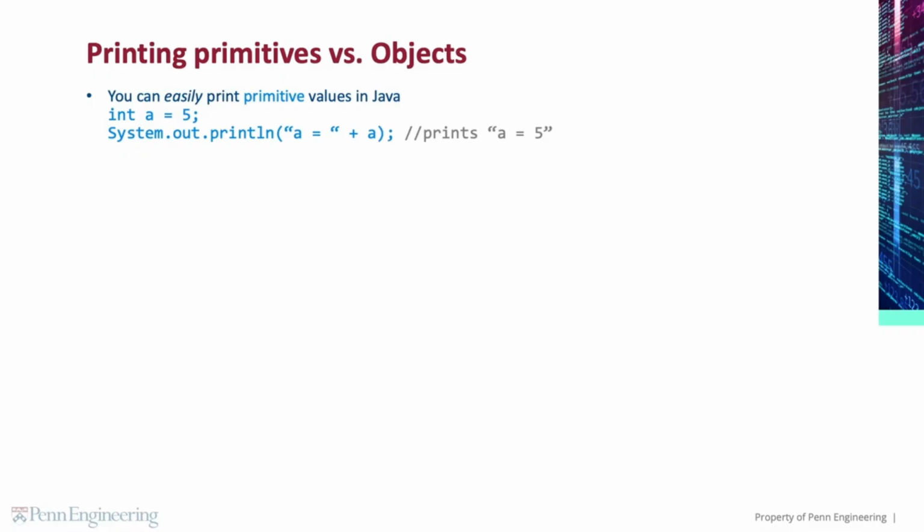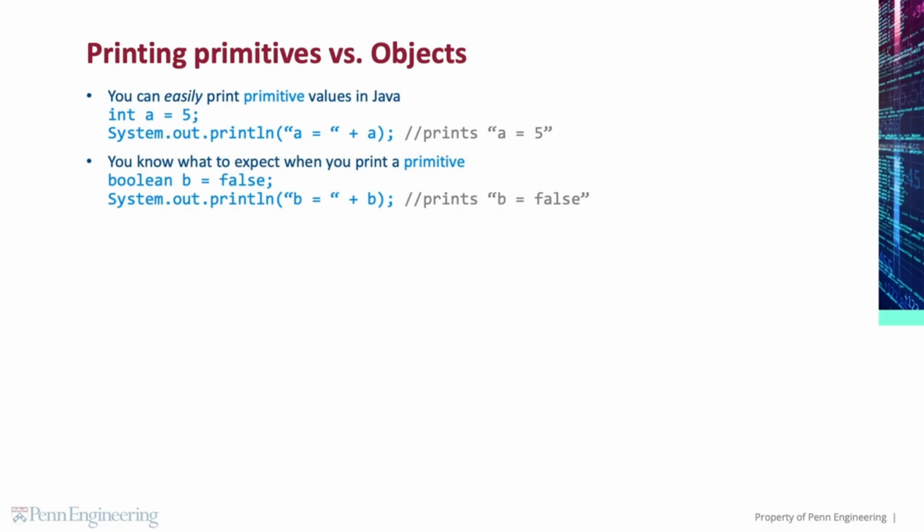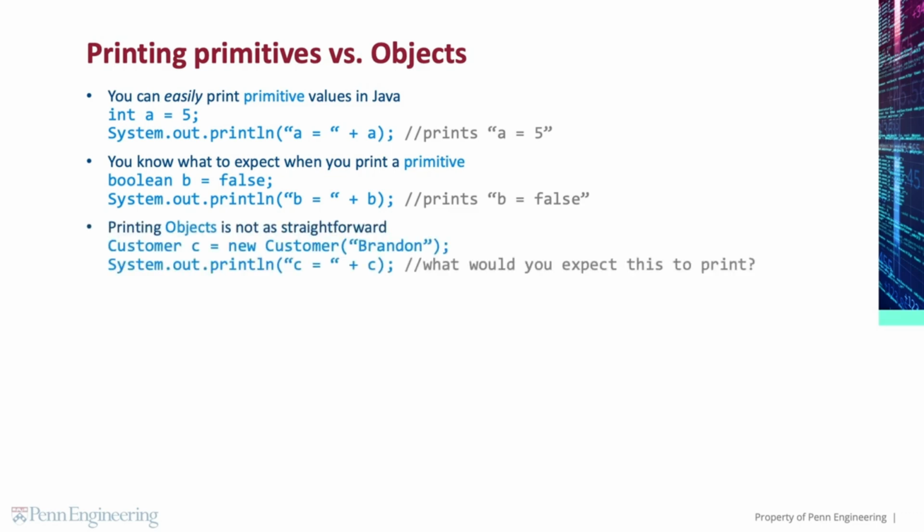You can easily print primitive values in Java. This prints a is equal to 5. You know what to expect when you print a primitive. This prints b is equal to false. Printing objects is not as straightforward. What would you expect this to print?